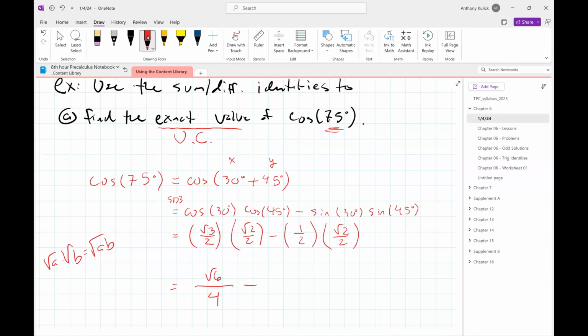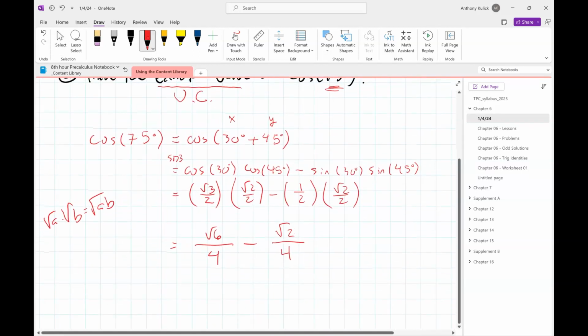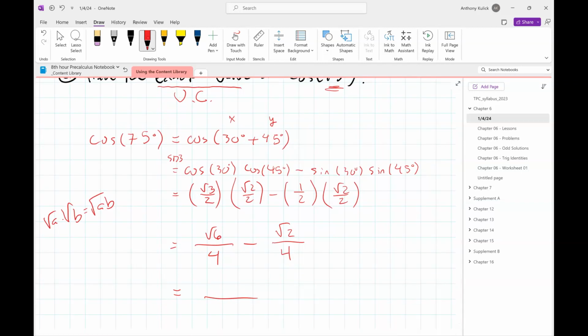Okay. What if I do 1/2 times root 2 over 2? What do I get there? Root 2 over 4. Everybody's good with how we got to there? Now we have two fractions that are being subtracted. To subtract two fractions, what do we need to have? Common denominator. Do I have that? Great. So now all I have to do is subtract the fractions with a common denominator. When I subtract fractions, the common denominator stays the same.